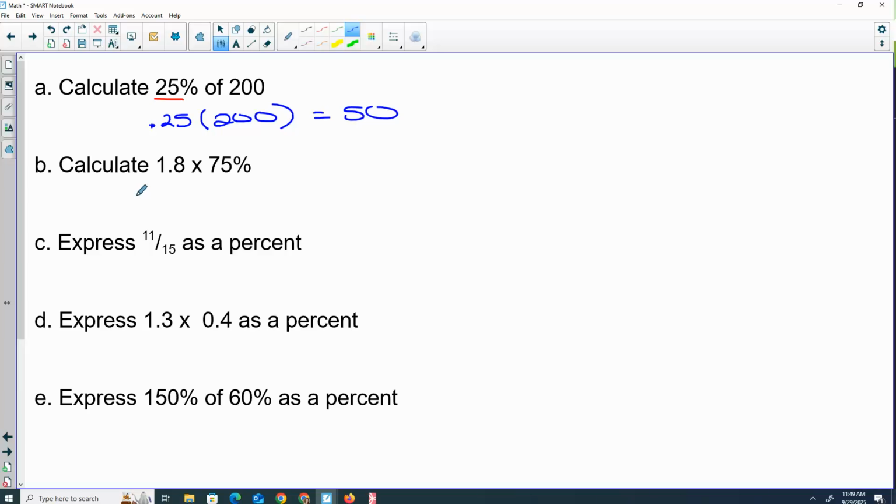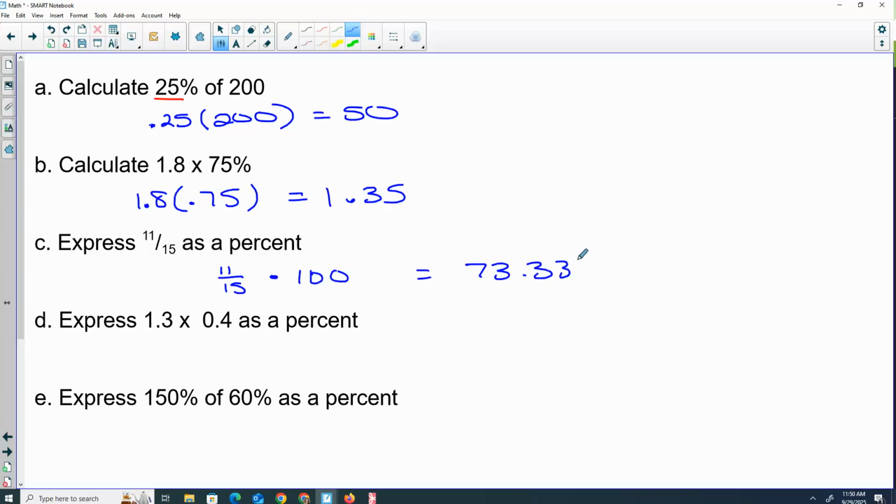Okay, if I say 1.8 times 75%, what would I do for the 75%? How do you do 11 over 15 as a percent? You have to divide them and multiply by 100, or move your decimal twice. So we get 73.3. Yeah, depending on how many decimal places our answer had.